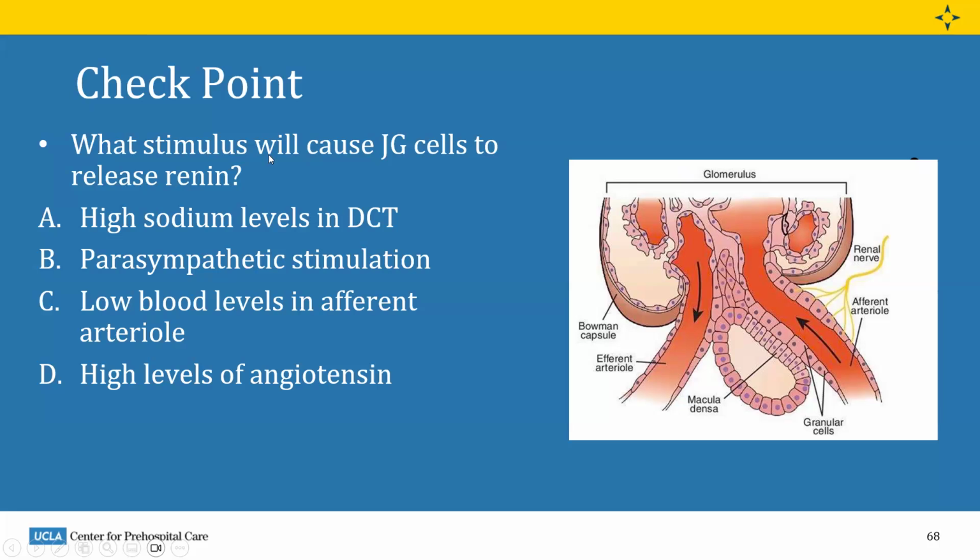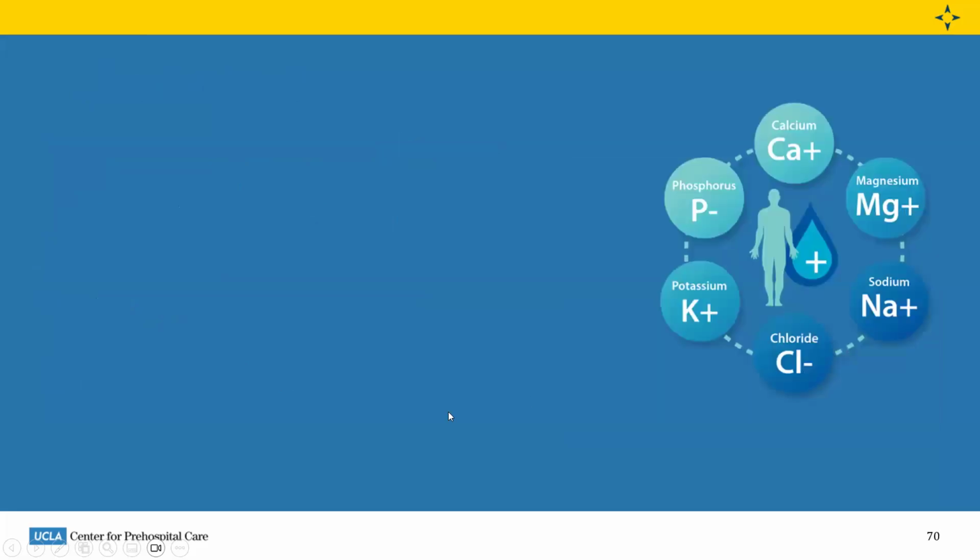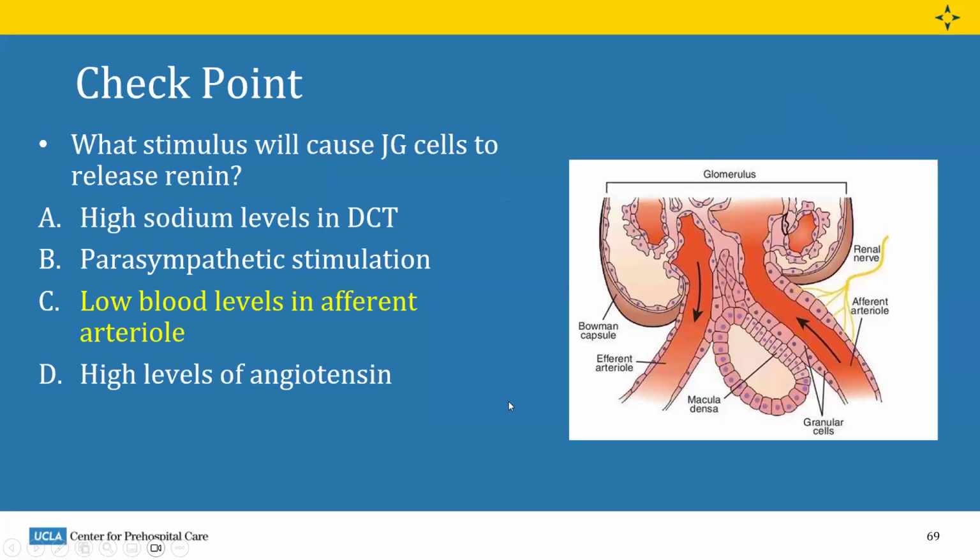Okay, so let's do another checkpoint. What kind of stimulus causes these JG cells to release renin? It's low sodium levels in the DCT, sympathetic stimulation, and then low blood levels in our afferent arteriole.